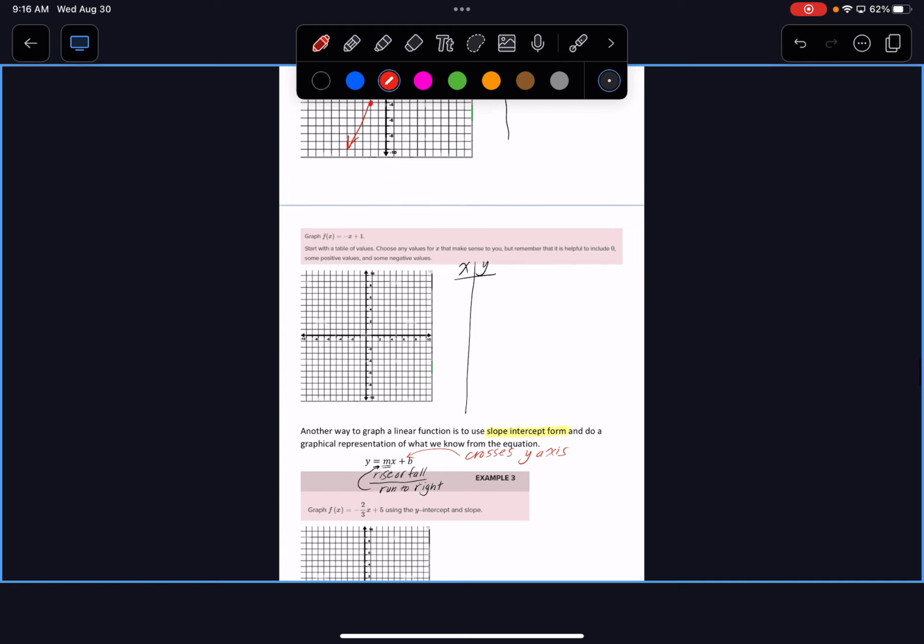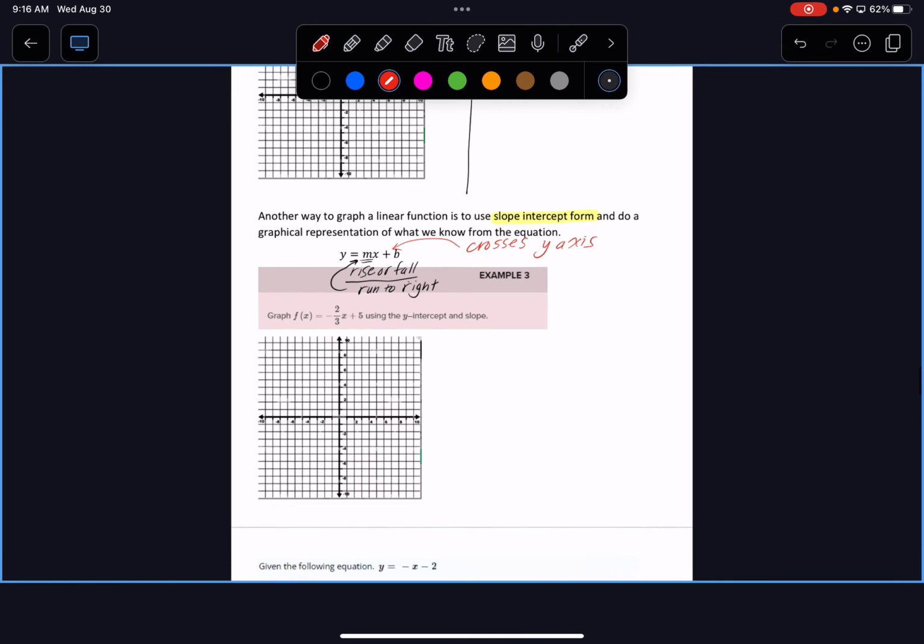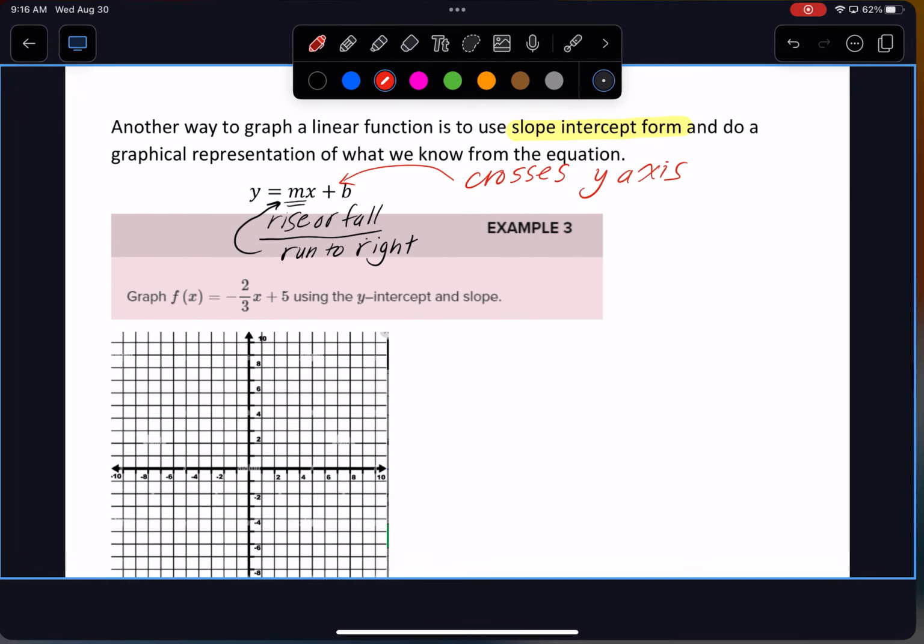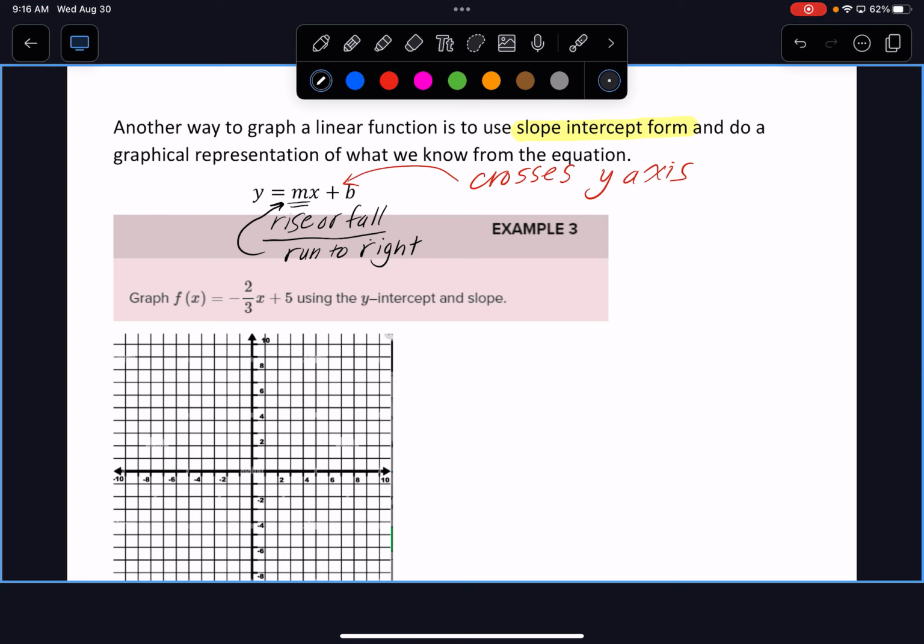But let's graph it the easy way. The easy way is when you use just your slope-intercept form and do a direct translation of what we're looking at. So that's when we do y-intercept. We start with our y-intercept, and then we do our slope, which is rise over run.